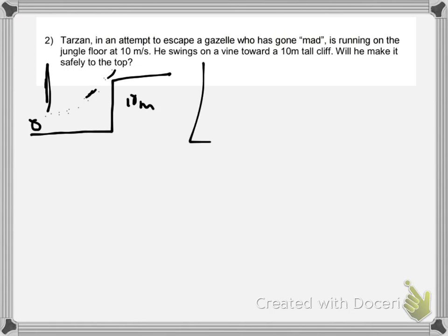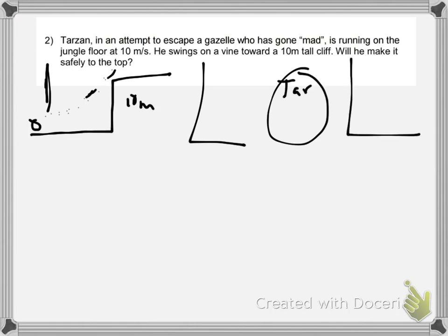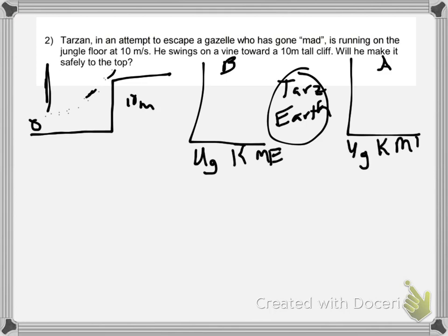So if we do an LOL diagram, we again need to have Tarzan and the Earth in our system. And this would be, again, a before picture and an after picture. We can kind of trim this down a little bit and say that we don't really need any elastic potential. Having the Earth in the system means that we, again, don't have any external forces to the system.